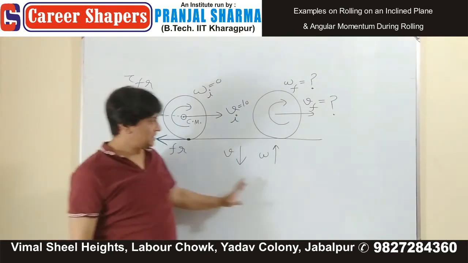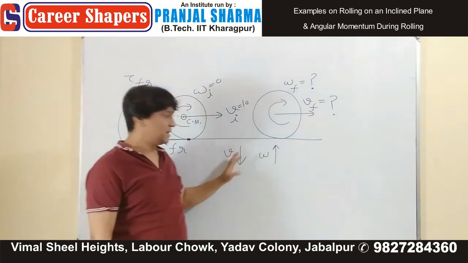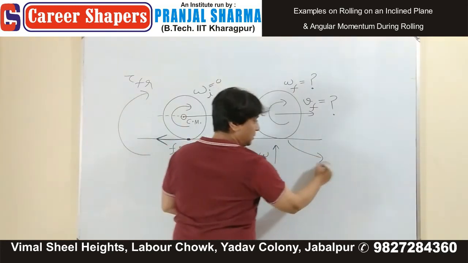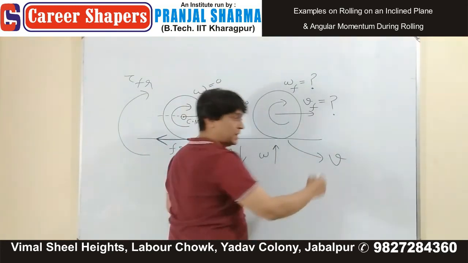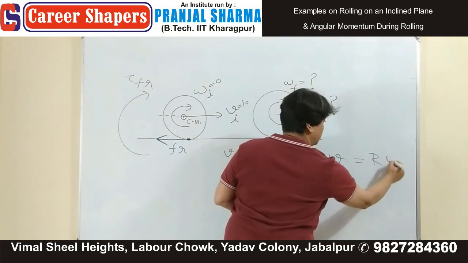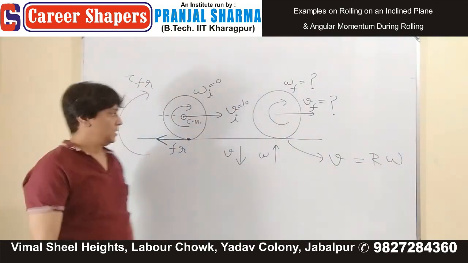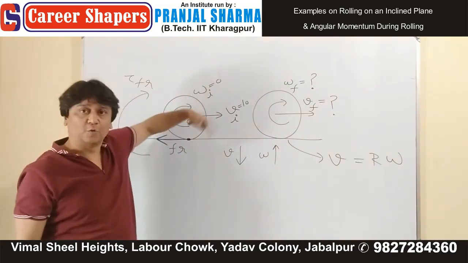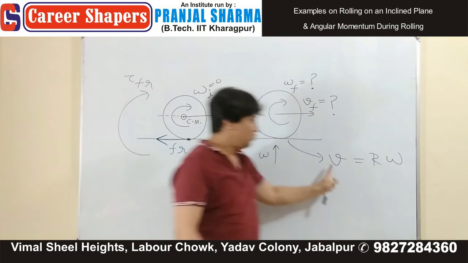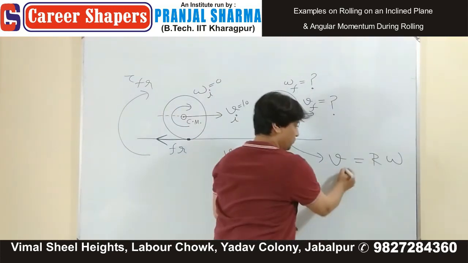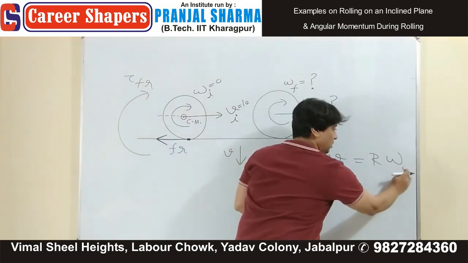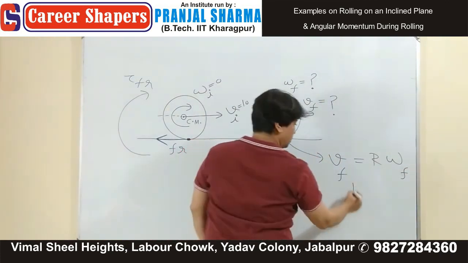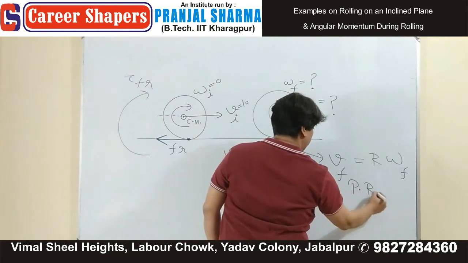So this friction that is acting backwards, what will it keep doing? It will keep decreasing V and keep increasing omega, and then a time will come when V is R omega. V is decreasing, and omega, which was zero, is increasing. A time will come when V will be equal to what? R omega. V final, this omega final. This is the moment which is known as pure rolling.